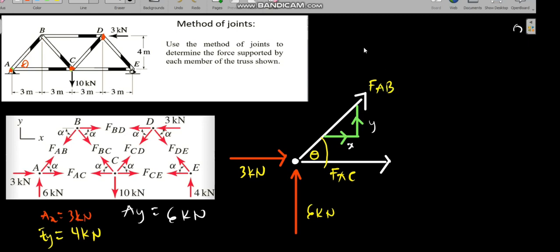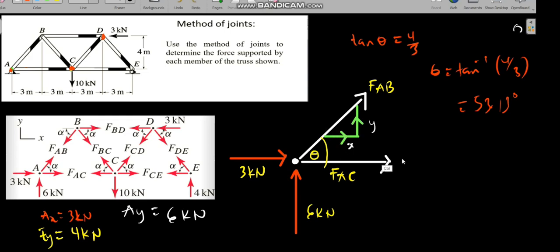So how do you find this angle theta? That will be tan of theta, opposite over adjacent. The opposite is 4 over the adjacent, which is 3. So theta will be equal to the tan inverse of 4 over 3. Let's do that. We get the tan inverse of 4 over 3, and that gave me 53.13 degrees. So that would be the angle. The angle here will be 53.13, and it will be the same angle here also.